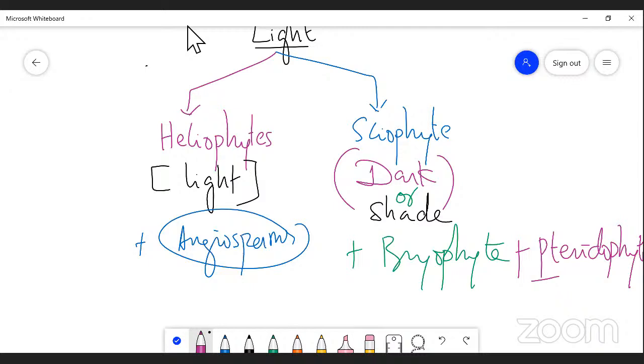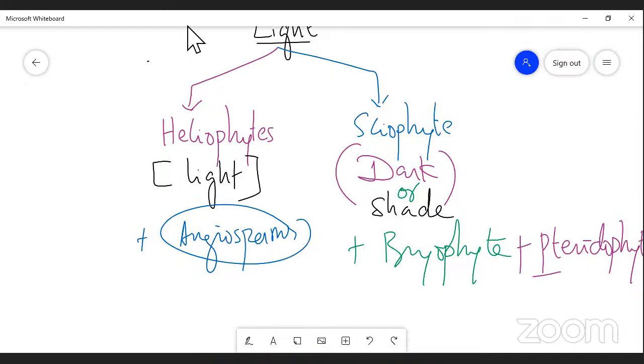Sometimes you can expect a question to differentiate heliophytes and sciophytes. Yes, students, now did you understand? Did you make the difference between each other? Very good.